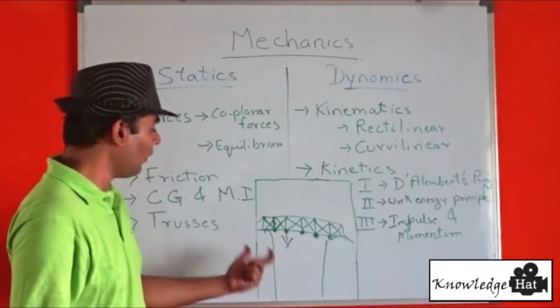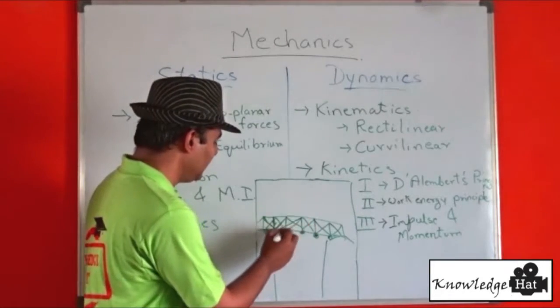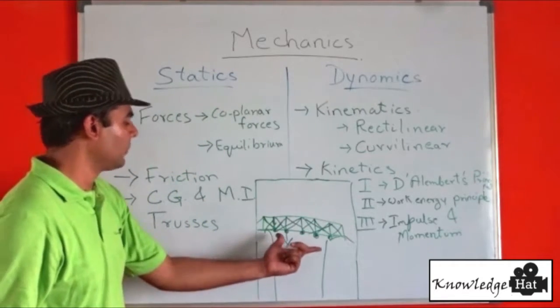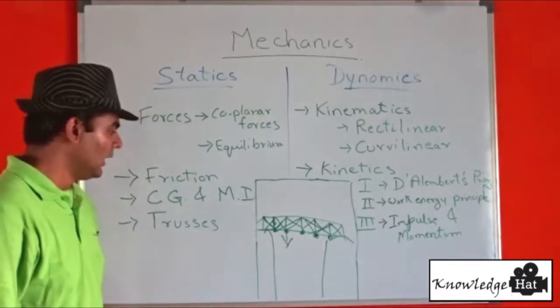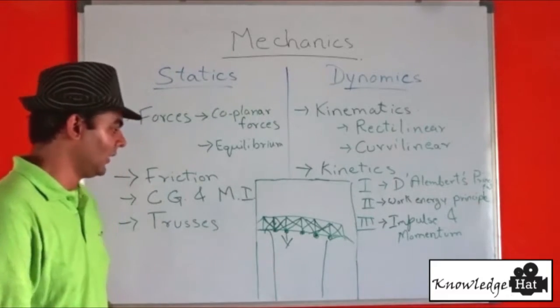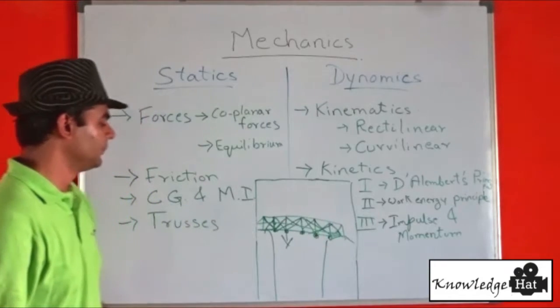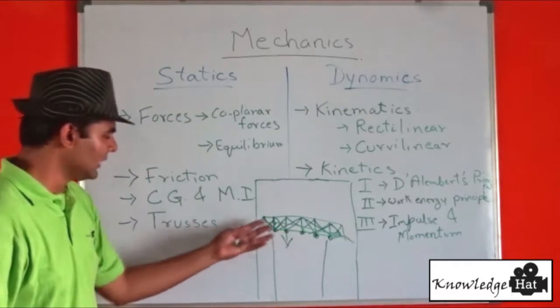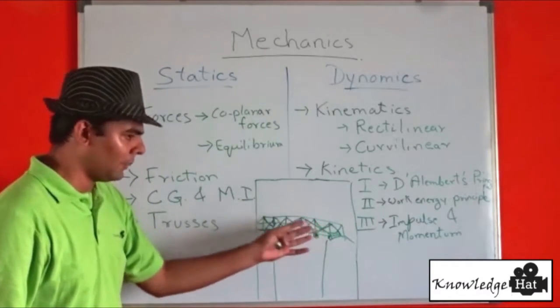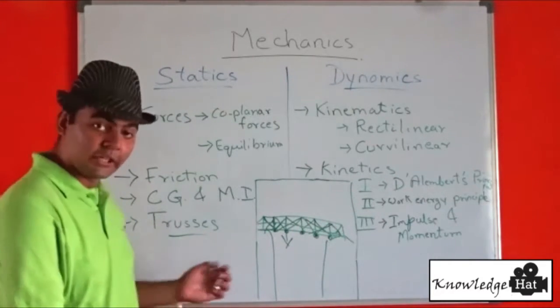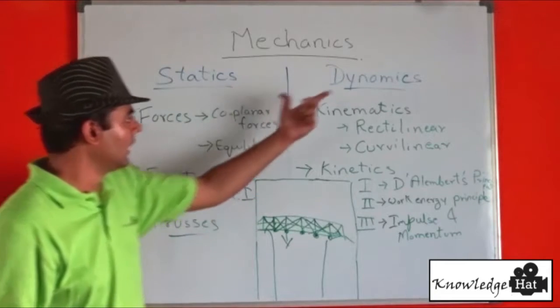This analysis of how many additional beams we need to ensure that our bridge is sustainable, that we can trust upon it, and a railway or any vehicle can pass through this bridge, this study of such bridges and the number of beams that we need is done under trusses. This concludes our statics. Now we'll look at the dynamics.